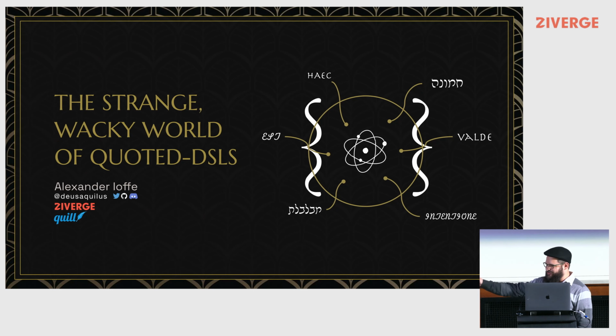And this is sort of part one of what I thought was eventually a two-part talk. Maybe I'll do that at some point. I like to say there are two parts of Quoted-DSLs. There's the part where you put the rabbit into the hat and the part where you pull the rabbit out. In this one, we're learning how to put the rabbit into the hat.